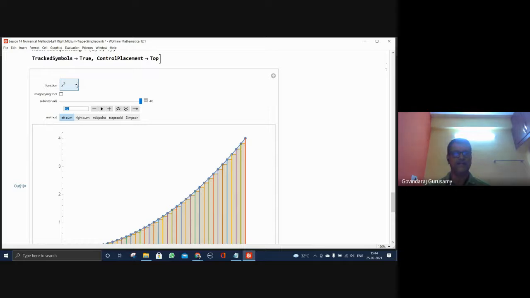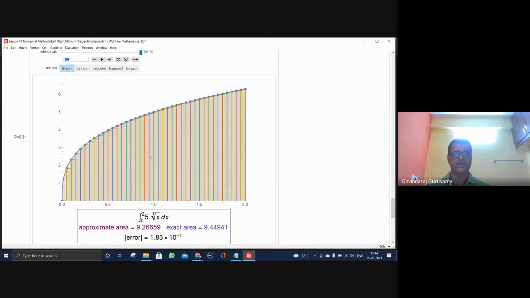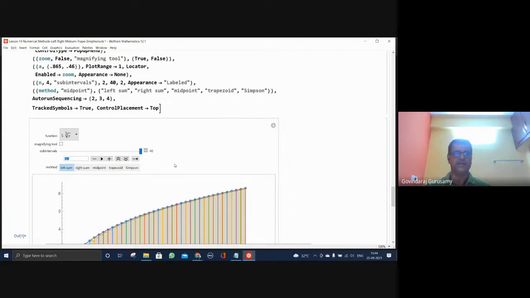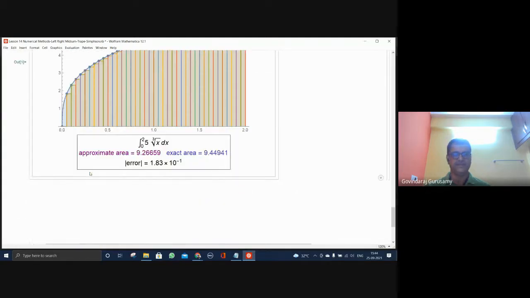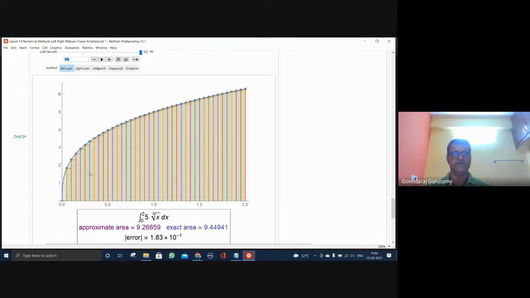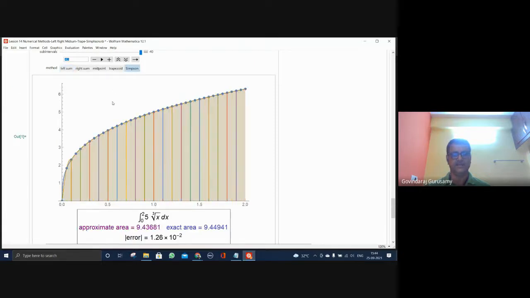Okay. Go to e power 2x, which we have seen enough. This is x power 1/3, 5 times x power 1/3. Let's see here what the Simpson, even Simpson, gives. Okay. You could get the idea now. You can see here, even with 40 steps of Simpson, the error is 10 to the minus 2.